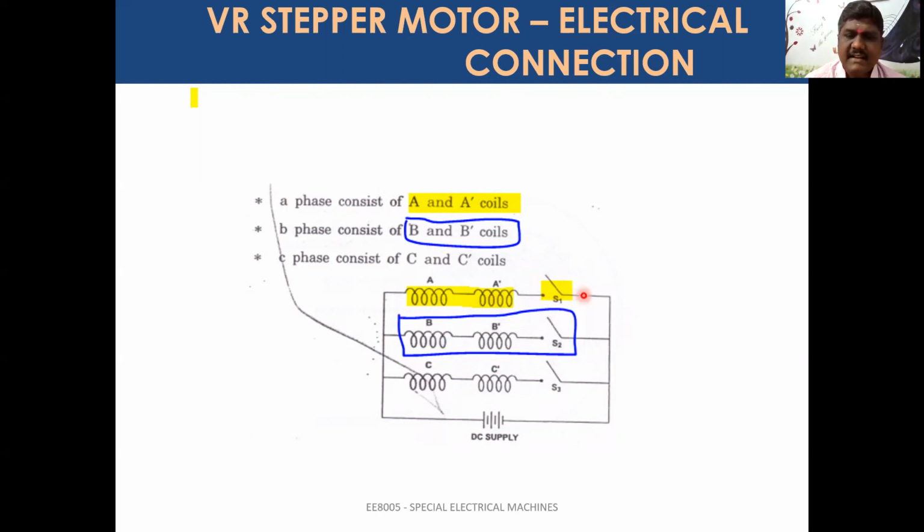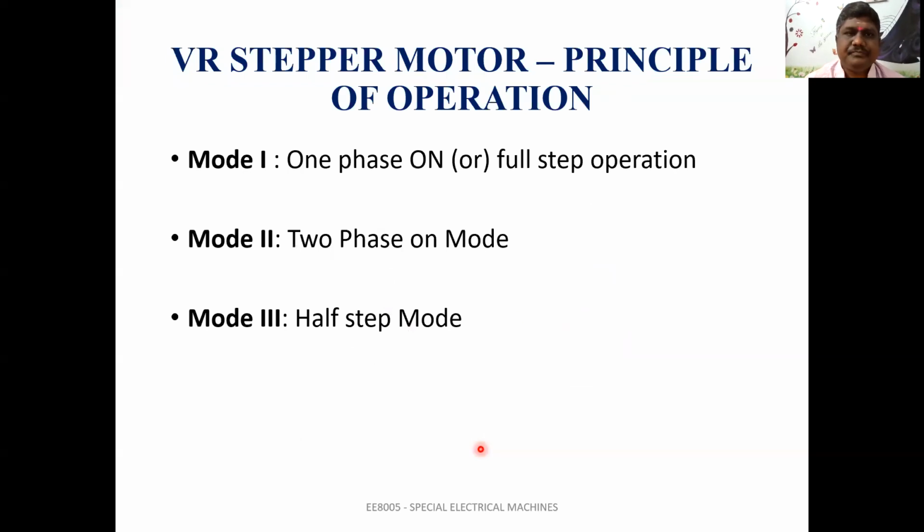Now, for easy understanding, S1 is closed. S1 is closed means A dash will be getting activated. S2 is B dash, and S3 is C dash. Once you close them, this is connected with the DC supply for perfect excitation.